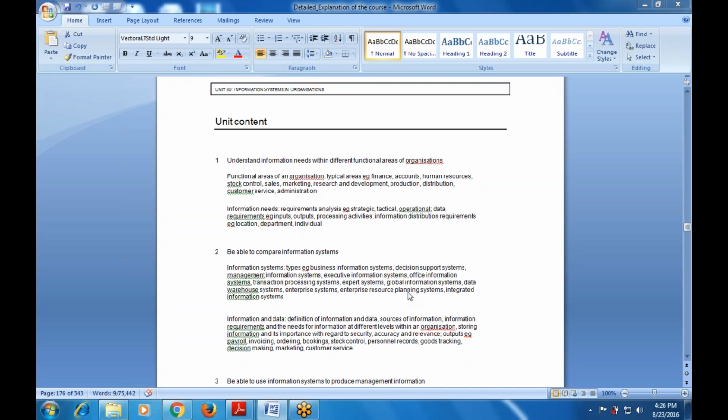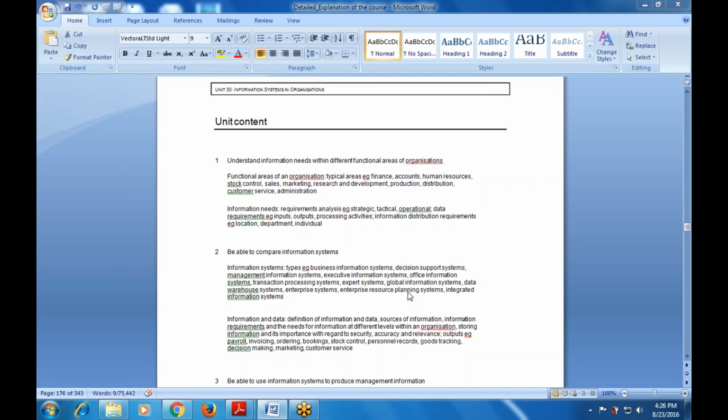Then what are the various information and the data? First of all, what is the main definition of information and data, how it is used, and then sources of the information. Sources means the various sources by which we can utilize the information. Then information requirements and the needs of the information at different levels within the organization. What are the various levels of information required within the organization for the users?